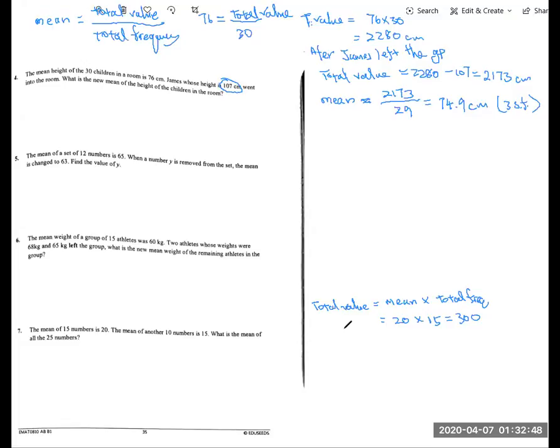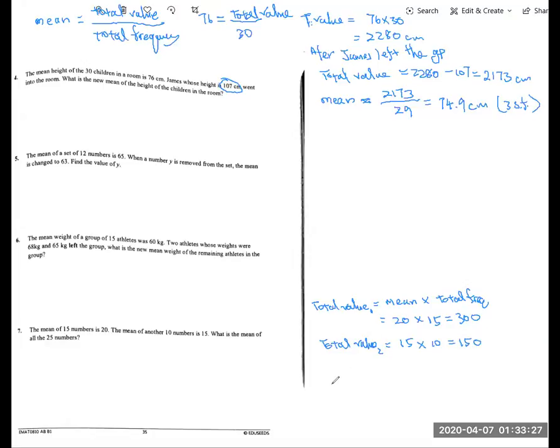Okay. Now, that is the total value of all the numbers. Now, the mean of another 10 numbers, it's not these 15 numbers, is another 10 numbers, is 15. So for the second group, the total value is calculated the same way. You take the mean first, then you times the total frequency, which in this case is 10 numbers. So times 10, which gives you 150.